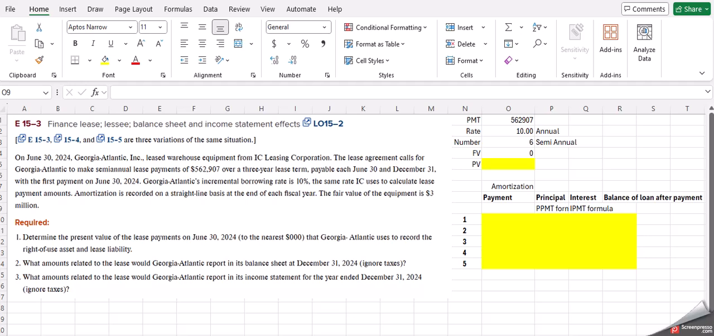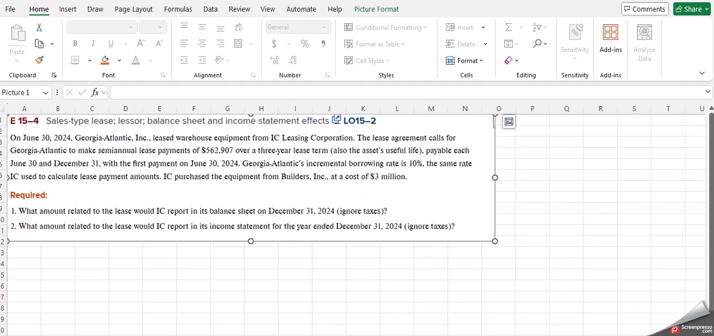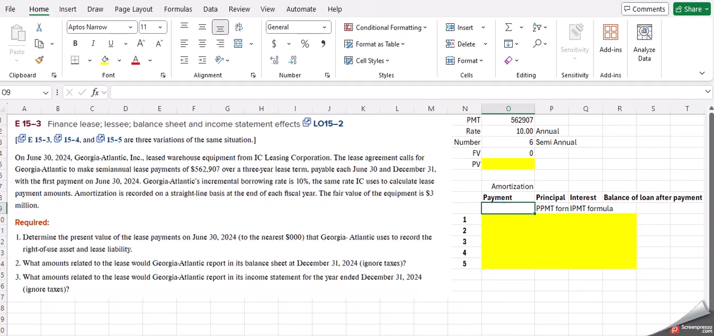In this video, we're going to go over a finance sales type lease first with the lessee, and then we'll see that the next one gives us the same scenario but with the lessor. So I've mapped it out up here. Again, I'm going to use the financial formulas in Excel.